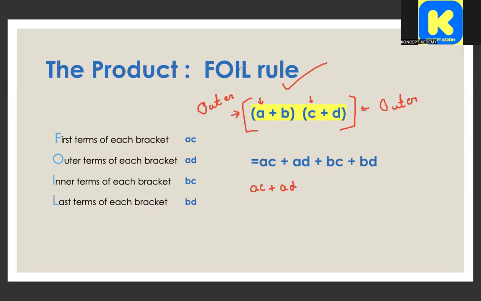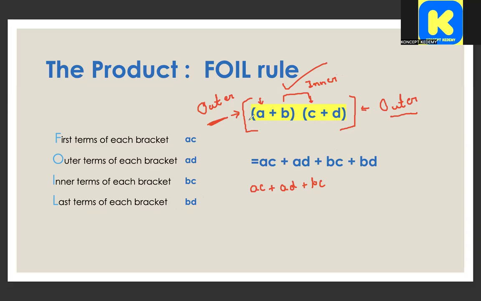Then I, the inner term of each bracket. Inner means which are inside. If this side is outside, then for sure the opposite of it will be inside. That means B and C are the inner part. So now we will multiply B and C. B is positive, C is positive. So plus BC.